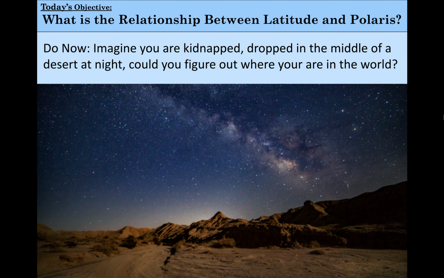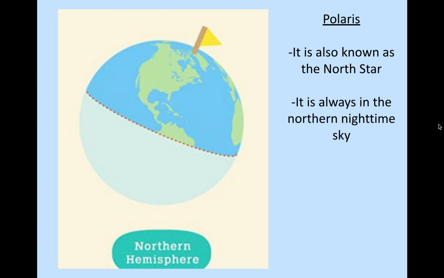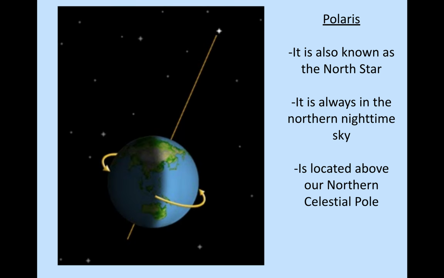So in order to answer this question, first we have to talk about Polaris. Polaris is also known as the North Star. It is known as the North Star because it is always due north in the sky. And in fact, if you are anywhere in the northern hemisphere, you will be able to see Polaris in the nighttime sky. Lastly, we call it the North Star because it is located directly above our North Pole. Meaning if you were to follow that line of our North Pole straight out, you would directly hit Polaris, the North Star.